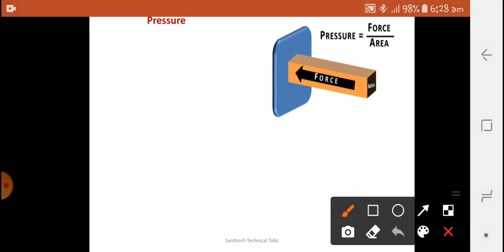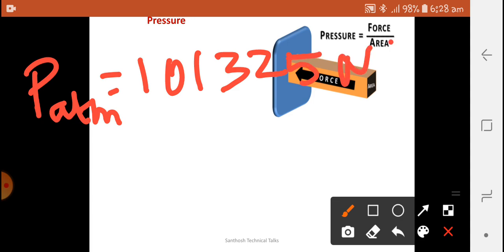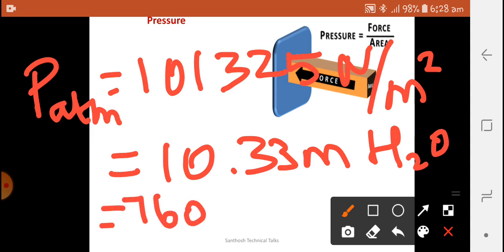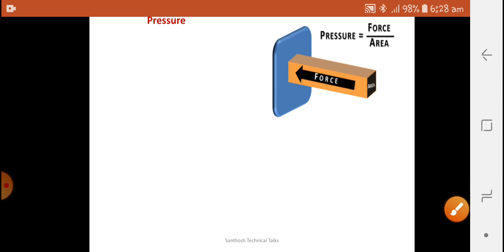The atmospheric pressure, that is PATM, is nothing but 101,325 Newton per meter square, or we can say 10.33 meter of H2O and 760 millimeter of mercury. So we can say these are different ways of expressing atmospheric pressure. This is very important for fluid pressure.